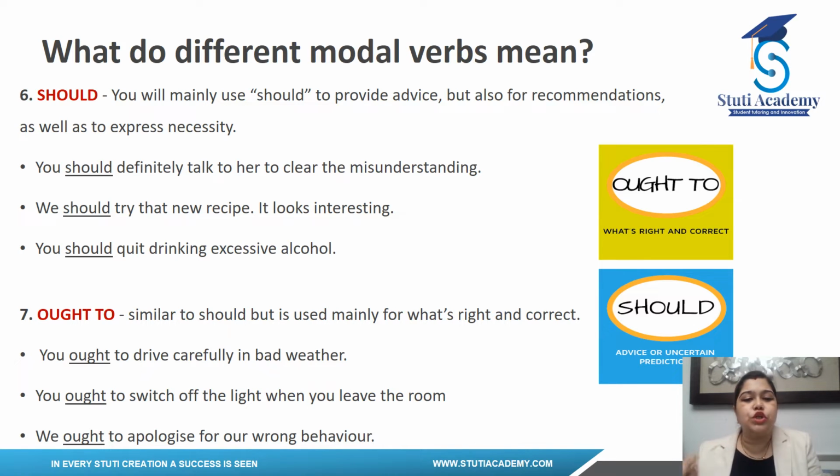You ought to switch off the lights when you leave the room. Again, the right thing to do. Switch off the lights, save the electricity. You ought to switch off the lights when you leave the room. We ought to apologize for wrong behavior. Yes, that's the right thing. If I am annoying someone, I ought to apologize. So we ought to apologize for our wrong behavior.